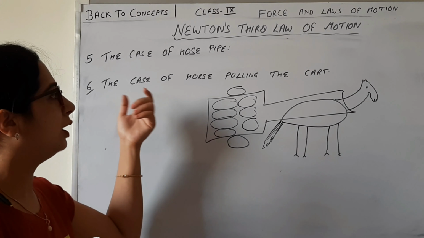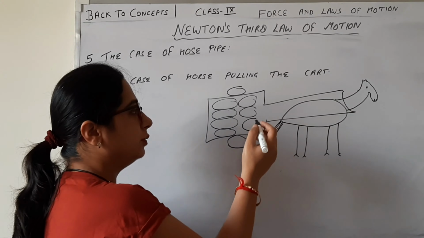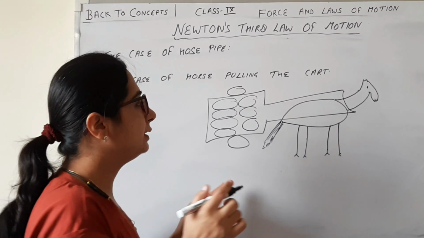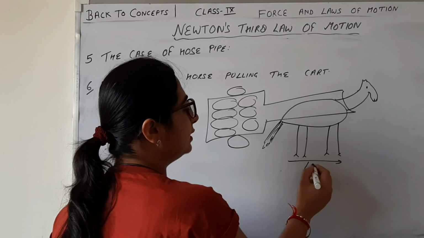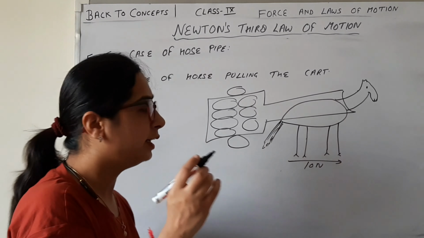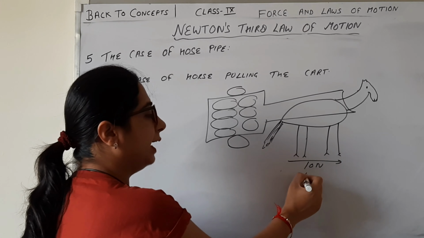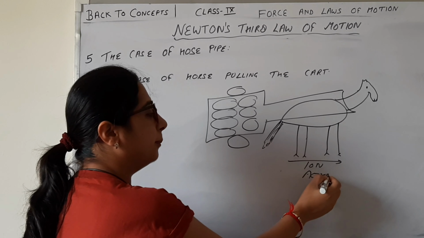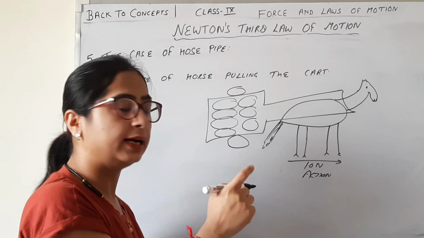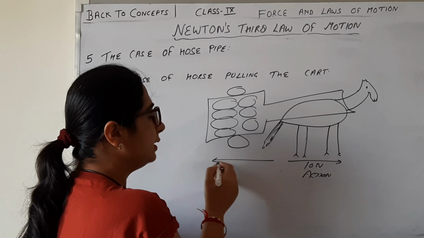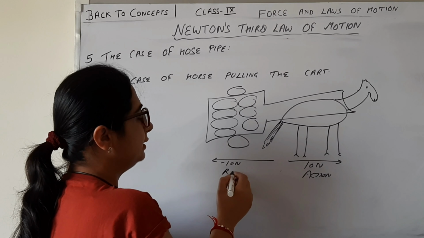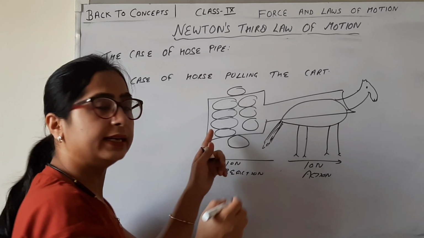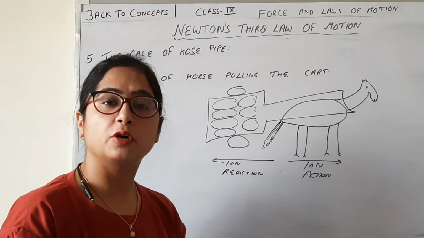Now let's discuss the horse pulling the cart. So what happens in this case? The horse applies a force in the forward direction, suppose 10 Newton, and this is the action by the horse on the cart, and what's the reaction? This is the 10 Newton force negative. This is the reaction by the cart on the horse.